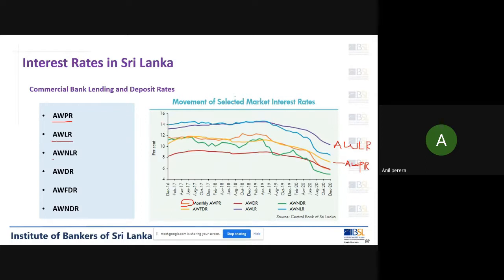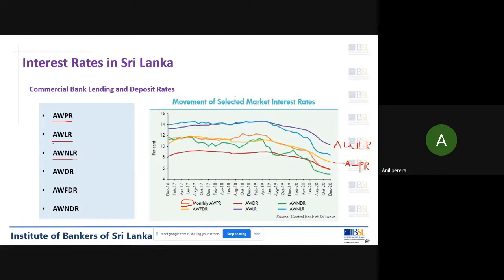Then we have AWNLR, average weighted new lending rate. Do you have the definition for that? I'm sure you should have. Yes, I have all. You went through the annual report definitions. It captures interest rates on all new rupee loans and advances extended by commercial banks during the particular month. Yes. There are differences.